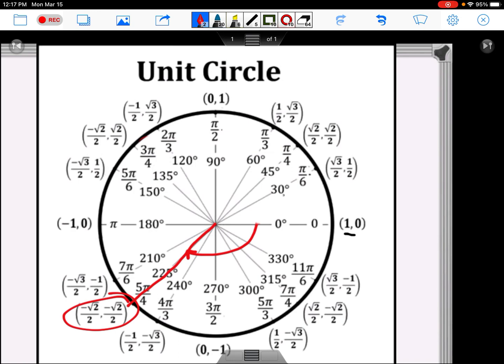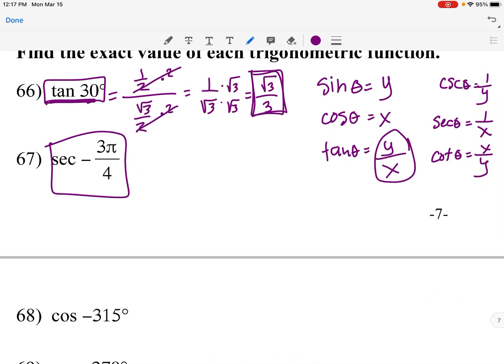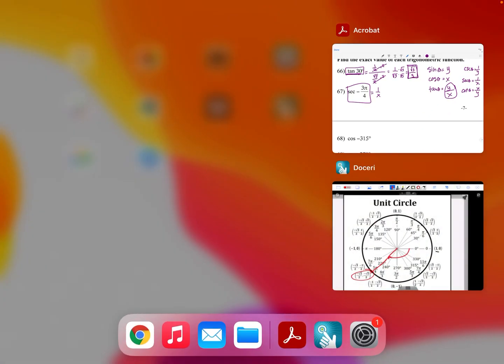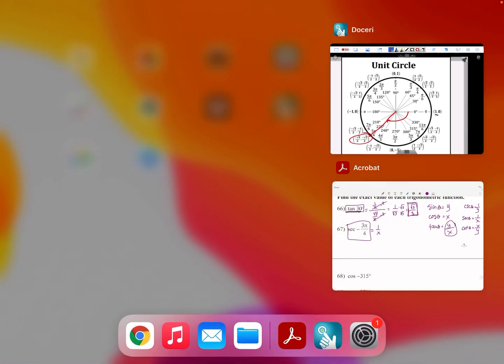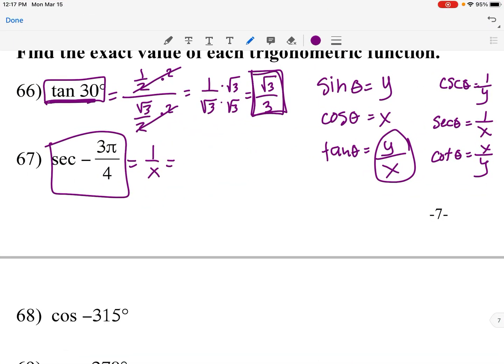But which value did I need? Secant, which is 1 over x. So all I need actually is the x value. So the x value is negative square root of 2 over 2. So then we're going to have 1 divided by negative square root of 2 over 2. Same thing as before, I'm going to times top and bottom by 2 so I can cancel that denominator. So I have 2 over negative root 2.